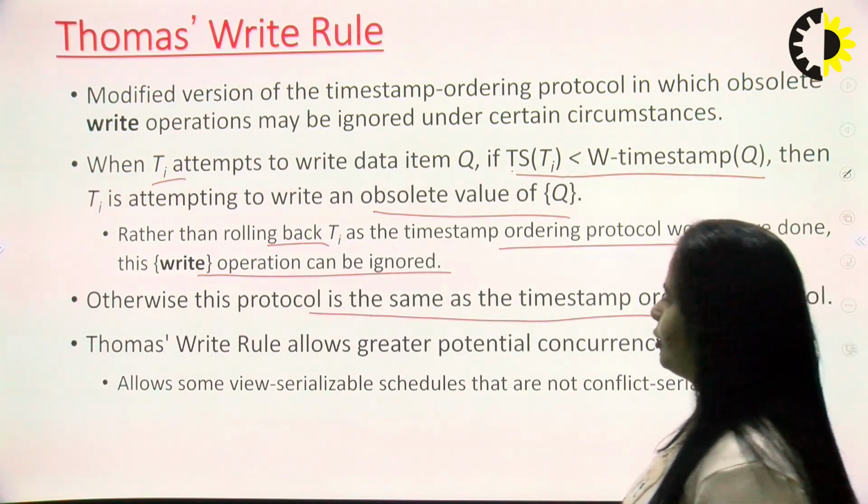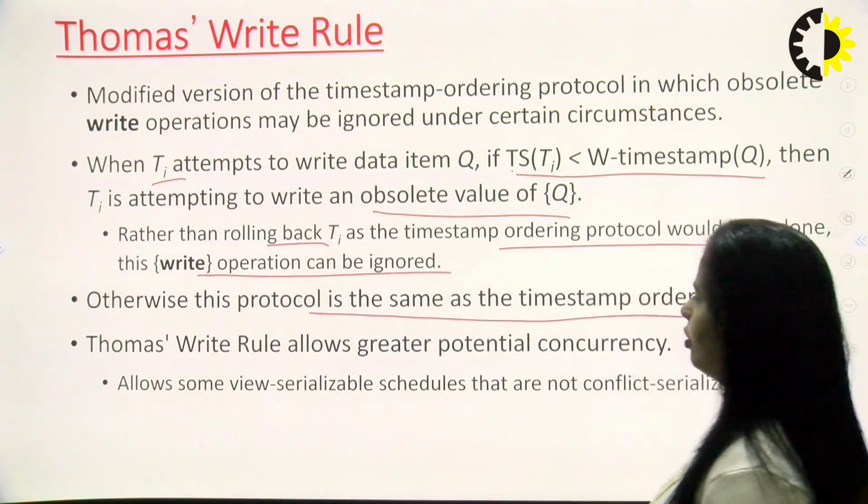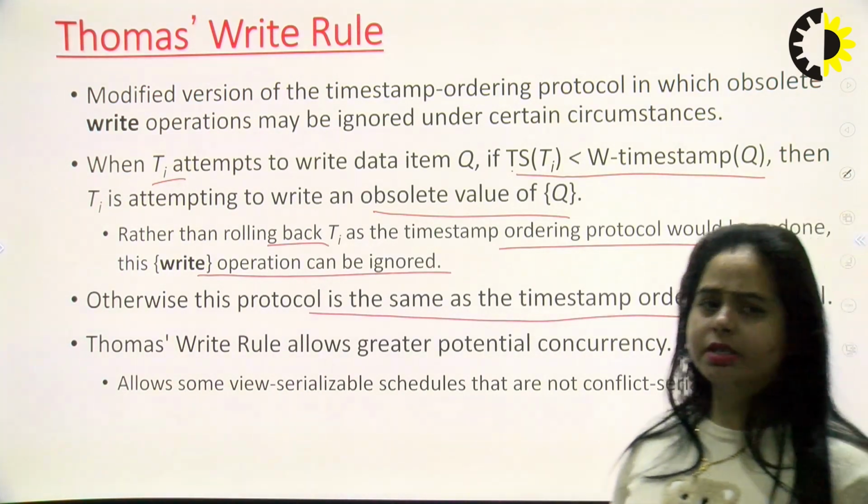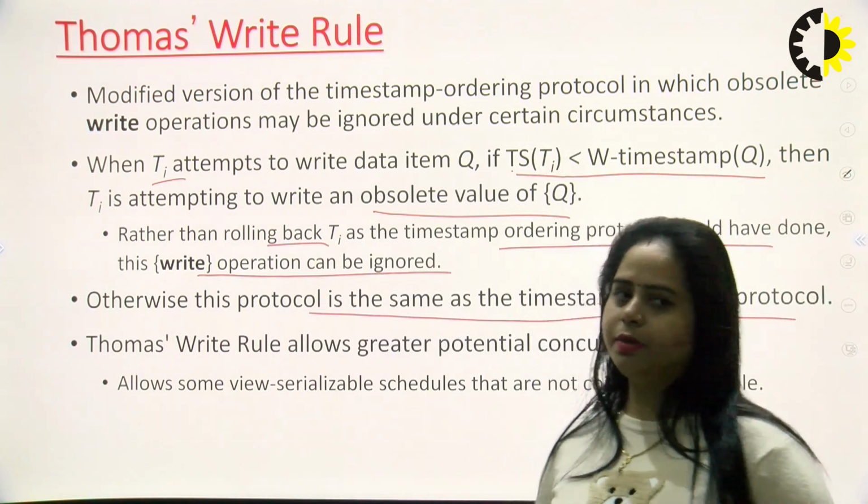So, the Thomas Write rule basically allows greater potential concurrency, and allows some view serializable schedules that are not conflict serializable.